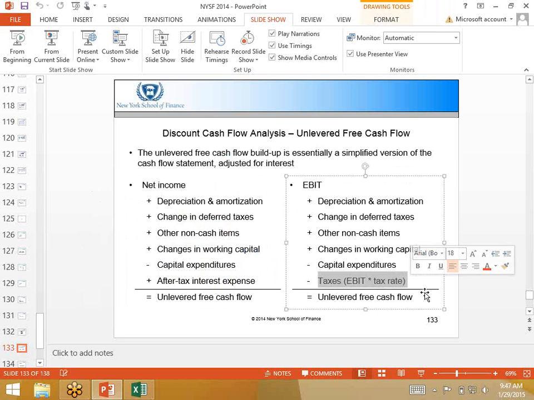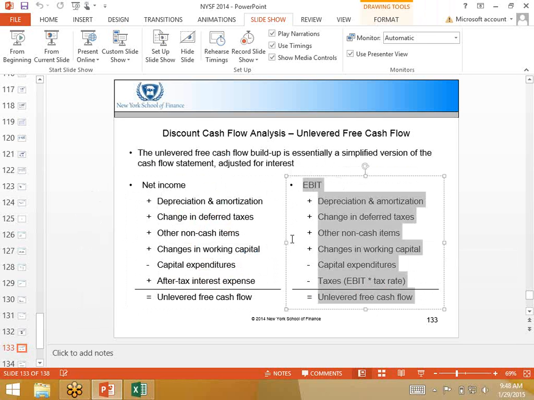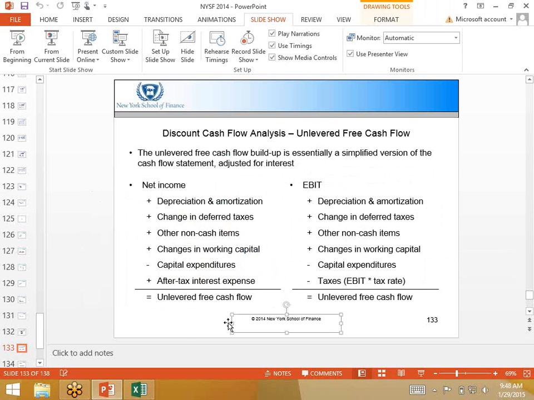So this is the formula you know. This is the formula that you've probably learned about in unlevered free cash flow. It's EBIT plus D&A, changes in deferred taxes, other non-cash items, changes in working capital, less CapEx, less taxes. And you should now understand where that formula comes from. Right? It's just a simplification of the cash flow statement. Yes. And the after-tax interest expense on the other side, that's just the interest expense times the tax rate? Times 1 minus the tax rate. That's right.